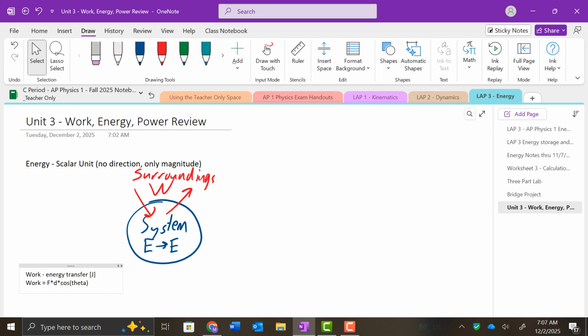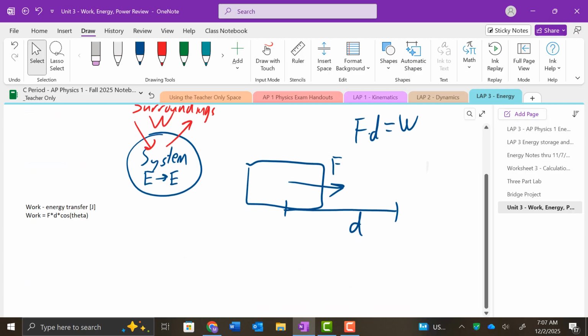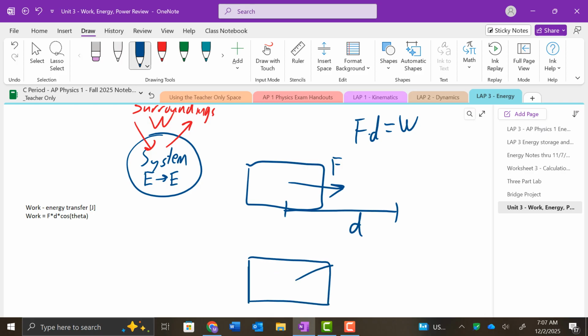Now this cosine of theta, where that's popping up, is basically something like this. You have a box. If I push this box to the right with a force and it goes like this displacement here, well, force times displacement is equal to work. But if my box is actually being pulled something like this, and this is my displacement, well, the force I need needs to be parallel with the displacement.